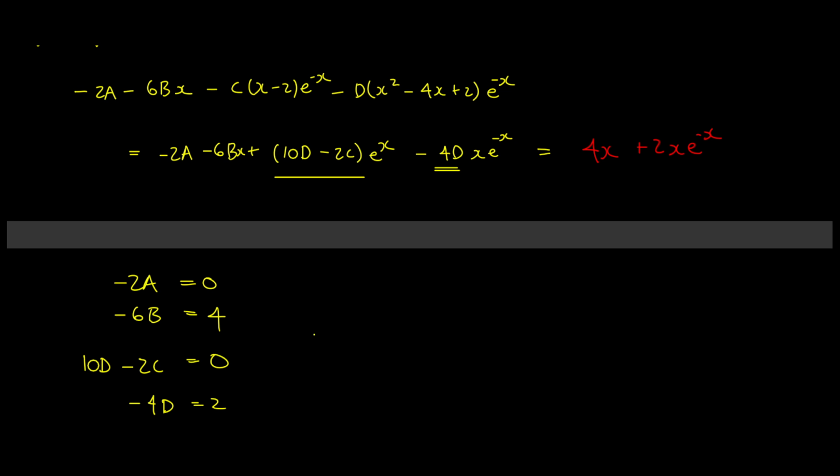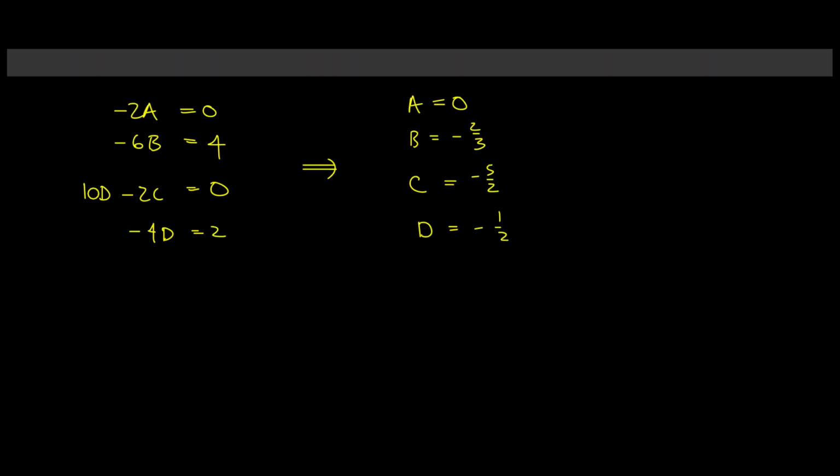And we can solve the system. Of course, this means a is equal to 0. It means b is equal to 4 over negative 6, which is negative 2 over 3. And then d is just equal to negative a half. And finally c: if we know what d is, then 10d will be negative 5 here, and then bringing that negative 5 over and dividing by the negative 2 just gives us negative 5 over 2. Excellent. So that gives us a particular solution.